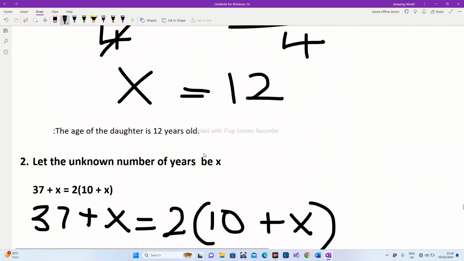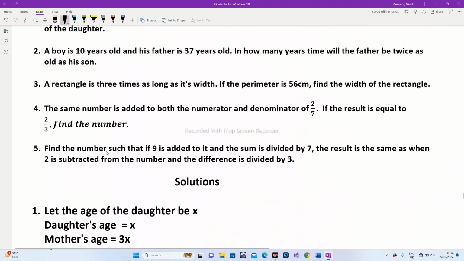So let's quickly run through the next question, which is very similar to this. It says find the number such that if 9 is added to it and the sum is divided by 7, the result is the same as when 2 is subtracted from the number and the difference is divided by 3. Remember we don't know the certain number, so we say let the number be x as usual.